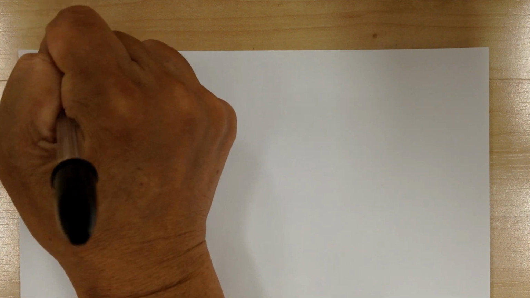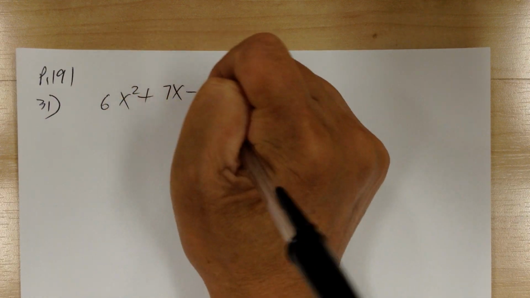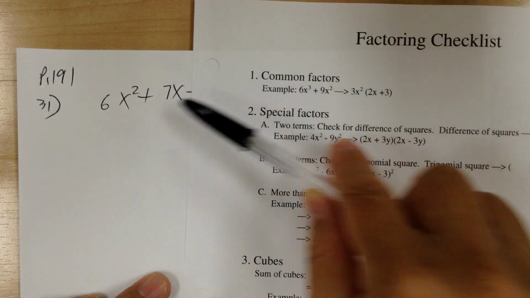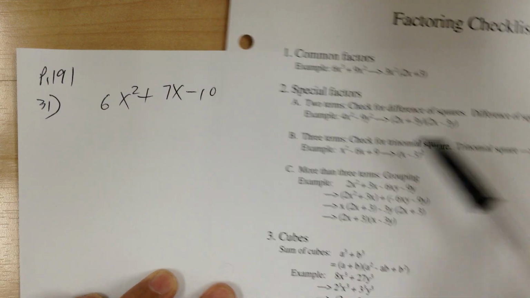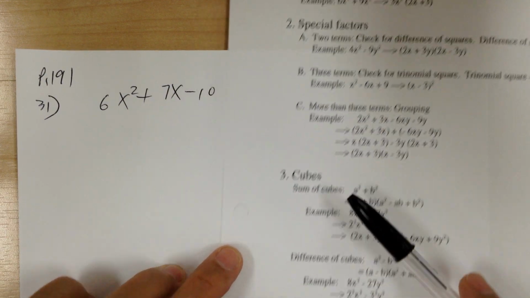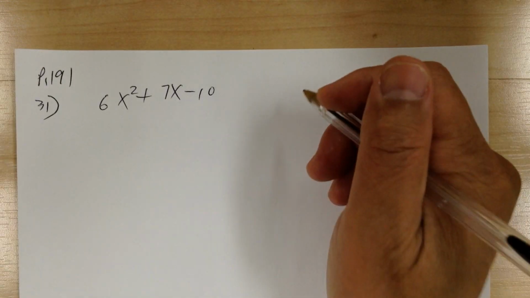Let's go to page 191 and number 31. So you have 6x squared plus 7x minus 10. Every time you go through the checklist. Step 1, common factor, cannot. Step 2, 3 terms, check for perfect square. This is not a perfect square, so that's not it. Step 3, cube, not it. So go to step 4, master product.